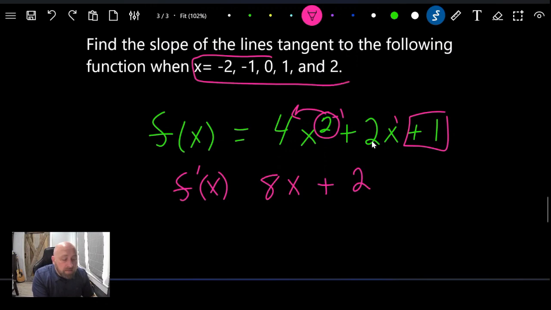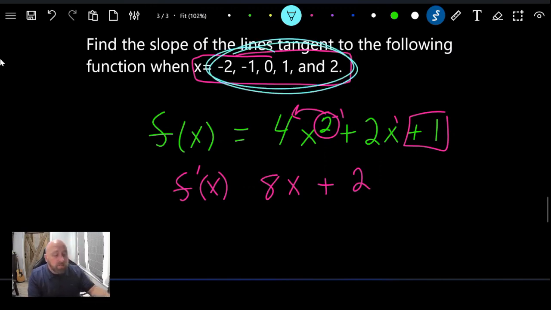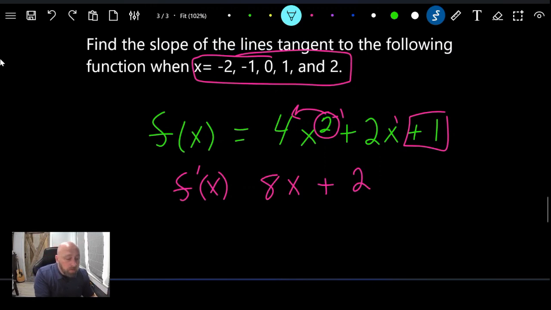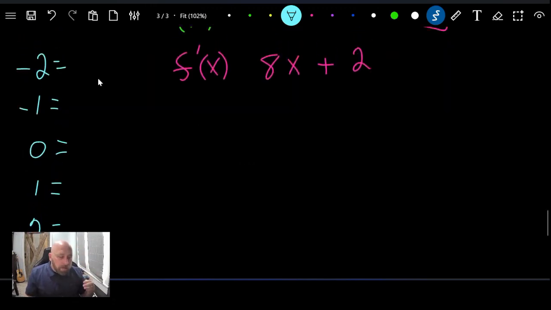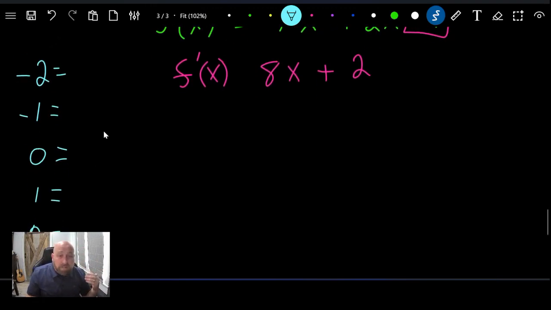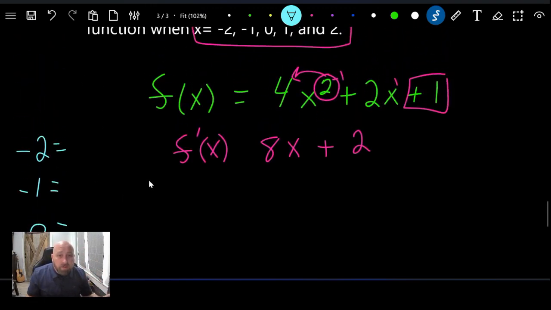Okay, now here's what we want to do. We want to take these x values and plug into that. So we're going to come up with like 5 different answers to this, all based on these 5 different values that we put in. So let's say that we'll create a little chart over here: -2 equals, -1 equals, 0 equals, 1 equals, and 2 equals. So what we'll do is I'll go through each one of those, and we're going to get a value that we can fill in over here on this side.